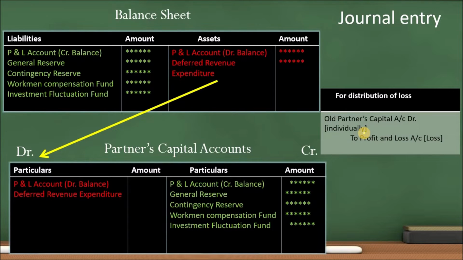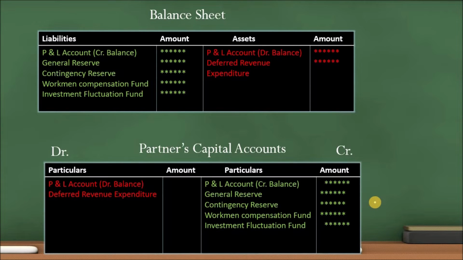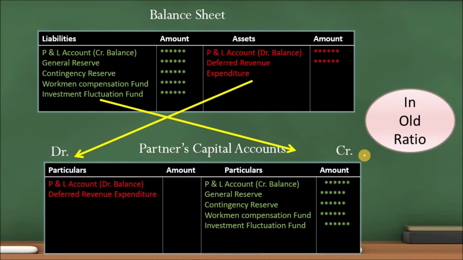Like I told you, if you have two partners Ram and Mohan, they are your old partners, and this loss will be distributed among old partners, that is Ram and Mohan, and their account will be debited. So we have seen that all the accumulated losses are transferred to the debit side of partners capital account, and all the accumulated profits are transferred to the credit side of old partners capital account in old ratio. I hope this treatment of accumulated profit and losses is clear to you.